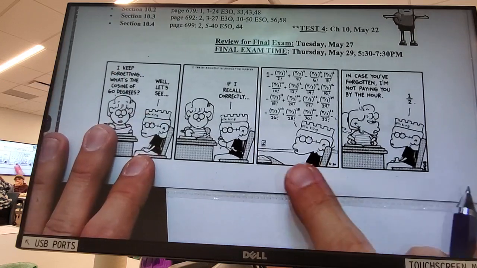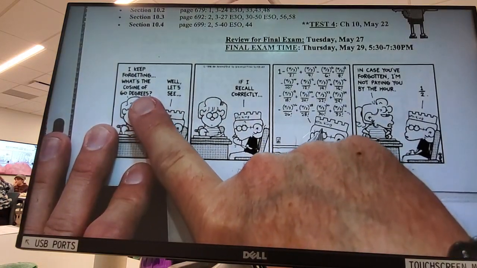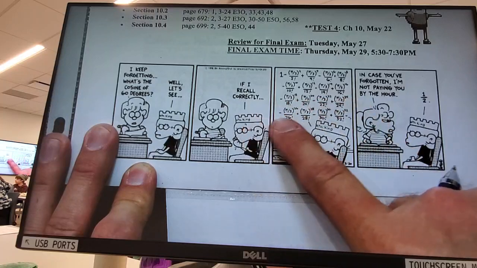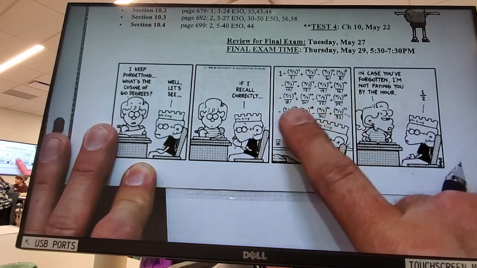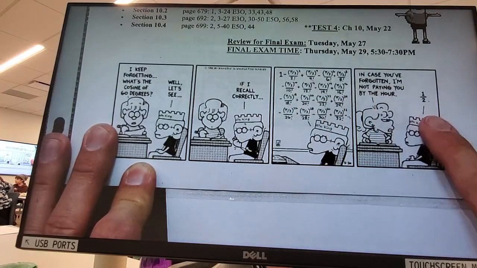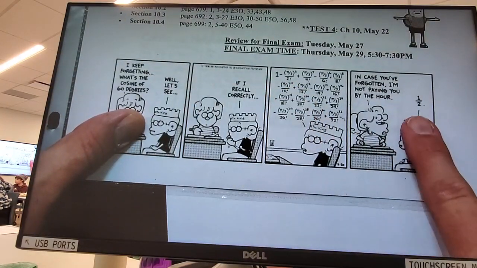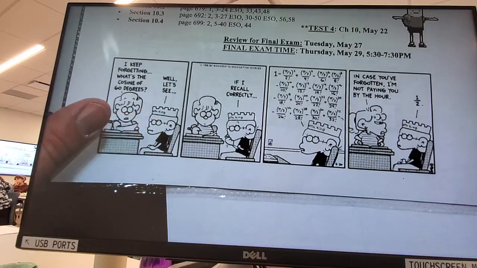A lot of you guys probably looked at it and just thought, good Lord, whatever. But now she's asking what's cosine of 60 degrees. So here is the Taylor series of cosine, yes? Then she says, I'm not paying you by the hour, so he just says the answer. If you did this, it would come out to be 1/2, but of course, we don't have to do that. We already know what the answer is. I forgot I put that on there.